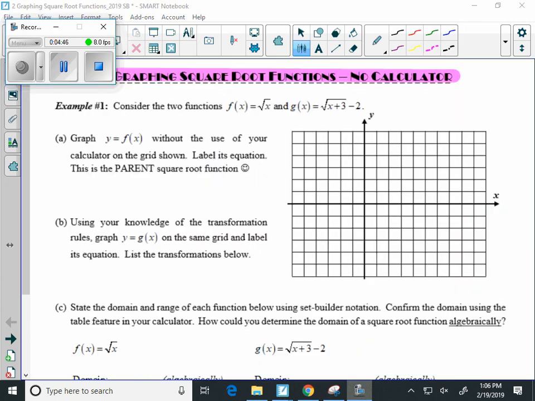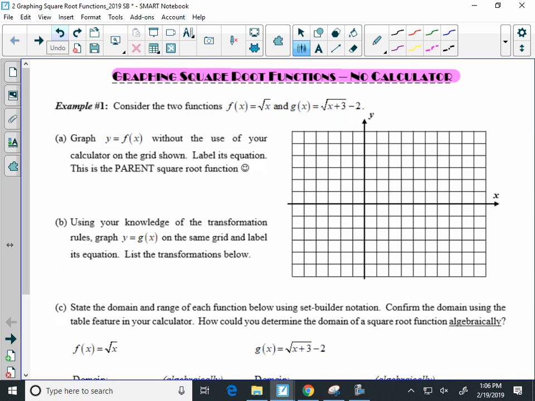We have 2 functions. We're going to start with this first one. It says f of x equals the square root of x. Now they want us to graph that function without using our calculator, just using our brain. So let's think about numbers that we can put in here. If I put 0 in for x, I need to find the output if I put 0 under the square root. And what's the square root of 0? 0. So the point you would plot is 0, 0. So that goes right there.